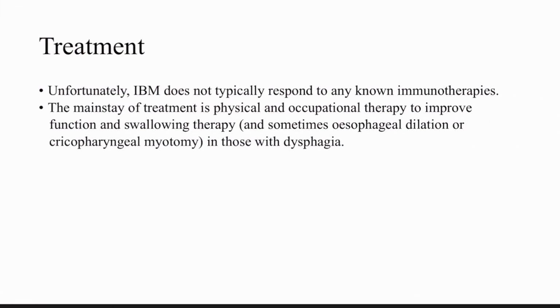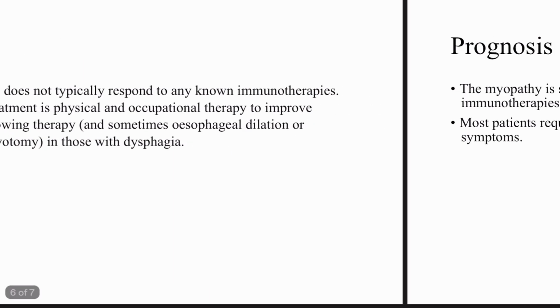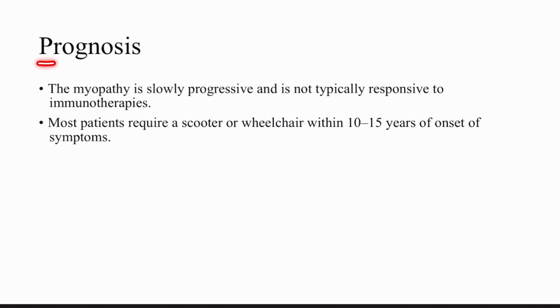Treatment. IBM does not typically respond to any known immunotherapy. The mainstay is physical and occupational therapy to improve function, and swallowing therapy is also given, as I was discussing in the previous slide. Sometimes we have to do esophageal dilation, or cricopharyngeal myotomy in those with dysphagia. No immunotherapy is working, so we give occupational therapy, physical therapy, swallowing therapy, or do various surgeries for correcting dysphagia.